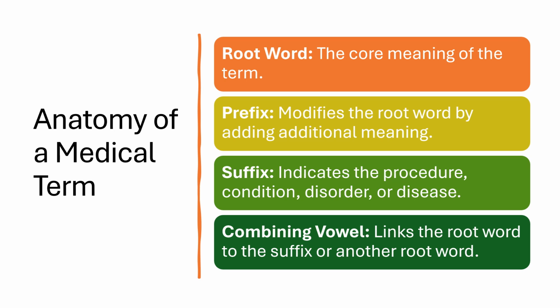Last but not least is the combining vowel, and the vowel is what links that root word to the suffix or another root word. So if there's a medical term with two root words, you will have a combining vowel. Now, combining vowels are usually an O, unless that root word to follow or the suffix already starts with a vowel, and then it will just be the vowel that next word starts with. Otherwise, more times than not, you're going to see that combining vowel as an O.